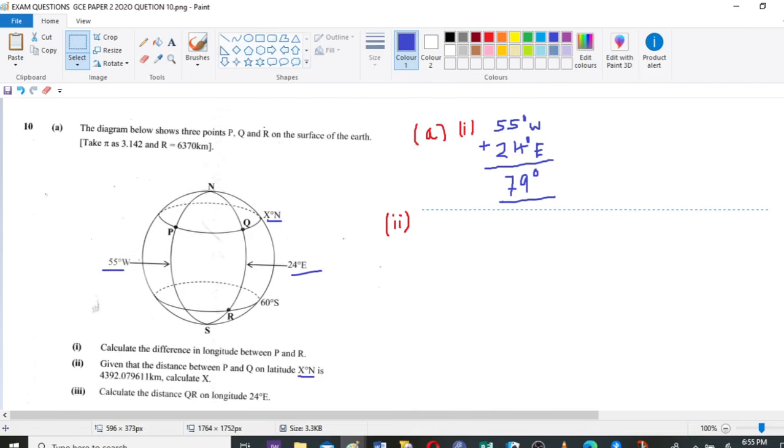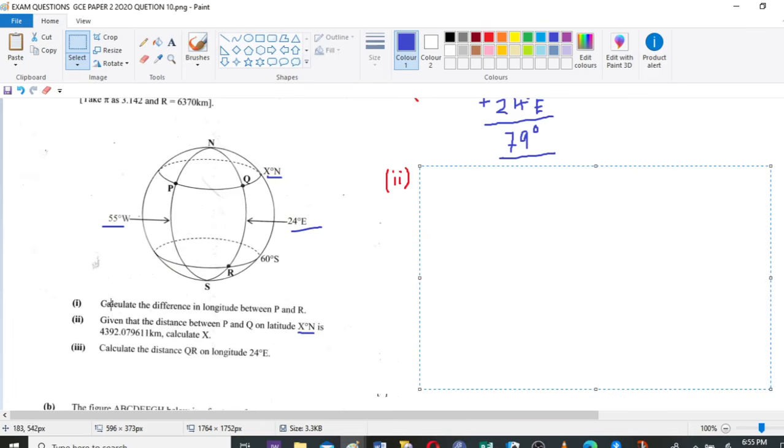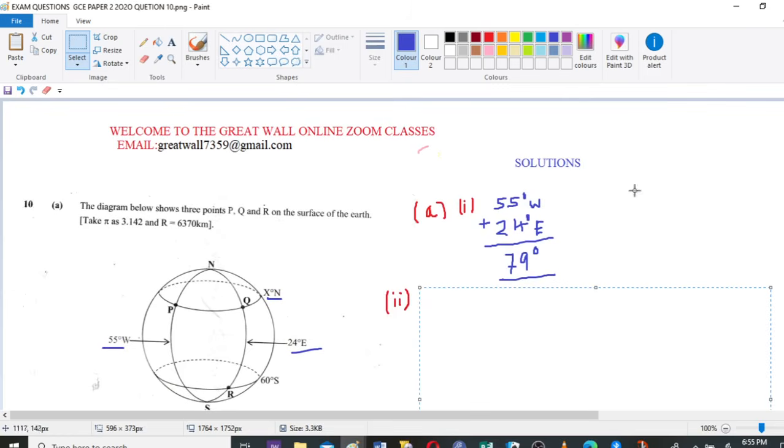Now question 1 here says, calculate the difference in longitude between P and R. So we just want the difference in longitude. So how do you find the difference? The solution is here. The longitude that we have at P, P is lying at longitude 55 degrees west, and R is lying at longitude 24 degrees east.